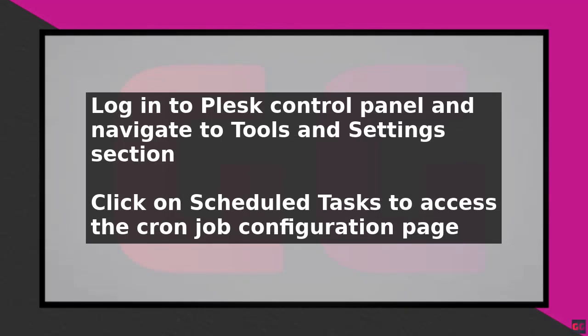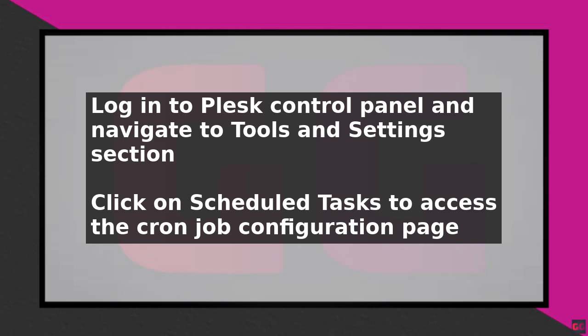Configuring cron jobs on Plesk is a straightforward process that allows you to automate tasks on your server. To start, log into your Plesk control panel and navigate to the Tools and Settings section. From here, click on Scheduled Tasks to access the cron job configuration page. In this section, you can view existing cron jobs and create new ones.